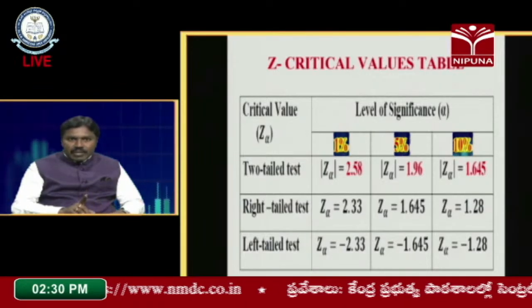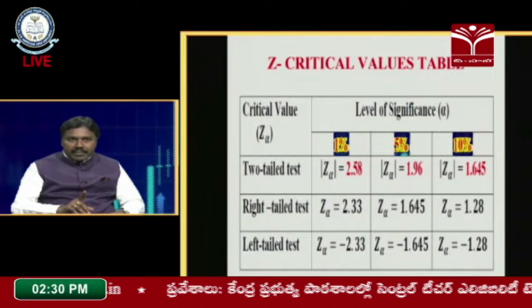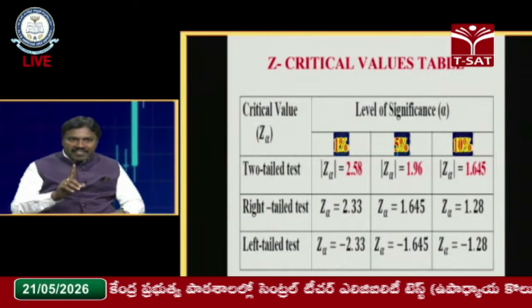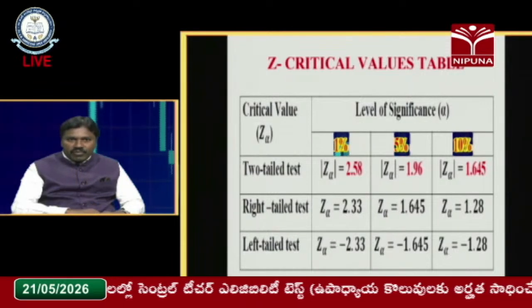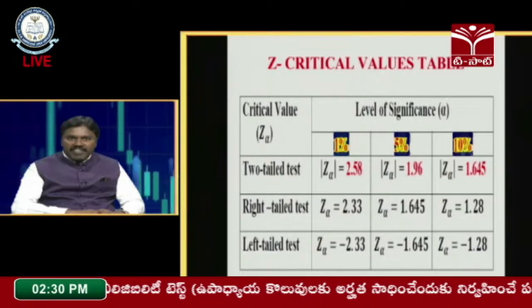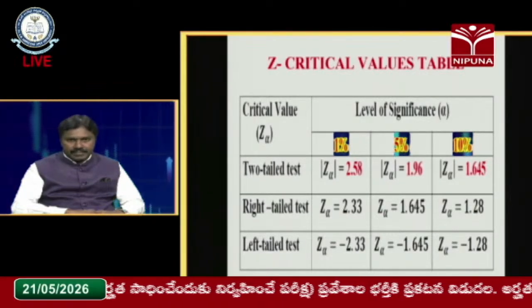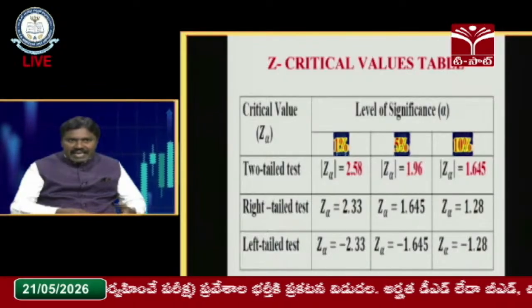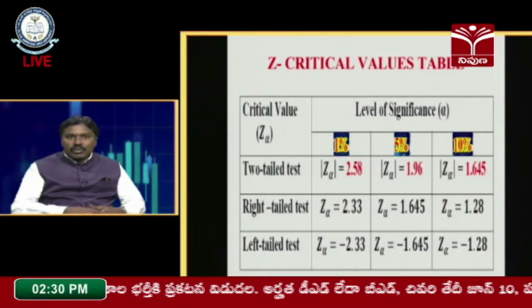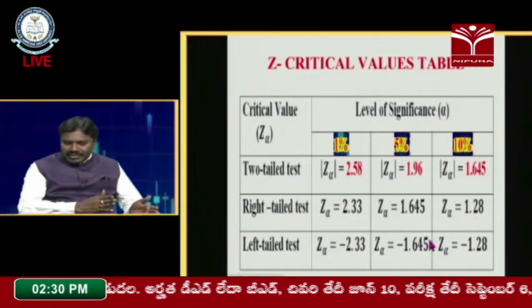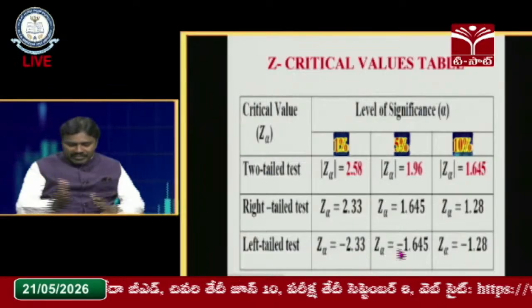So for the right tail test, Z alpha at the 1% level is equal to 2.33, Z alpha at the 5% level is equal to 1.645, and Z alpha at the 10% level of significance is 1.28. If I consider the left tail test, Z alpha takes negative values. Left side is negative values only. Positive side, positive.